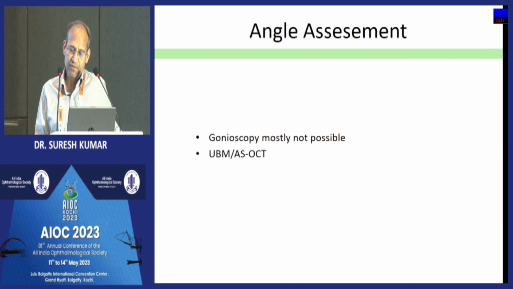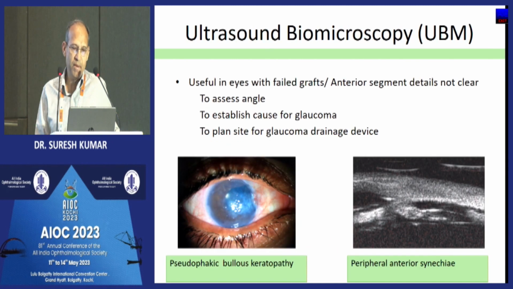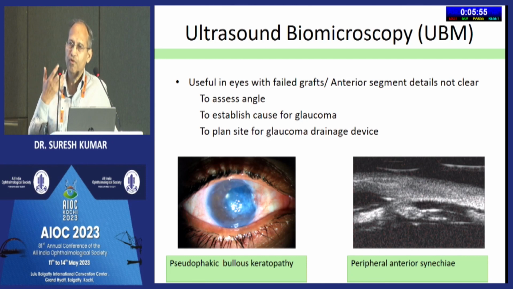Angle assessment, if the cornea is opaque, you go for UBM. UBM is useful in assessing the angle and in establishing the mechanism of glaucoma, and it's also useful when we are planning a glaucoma drainage device, because if we find a large synechiae in one particular quadrant, don't put the device in that, go to another quadrant. Or it can also be used to look at the tube postoperatively if the cornea is opaque.